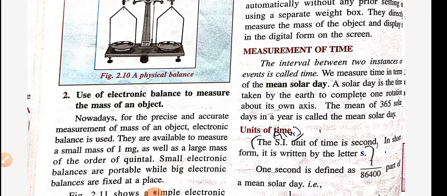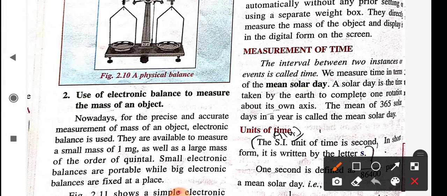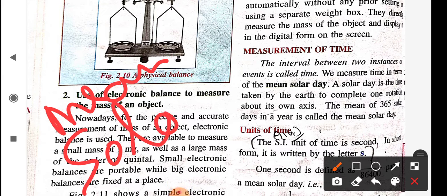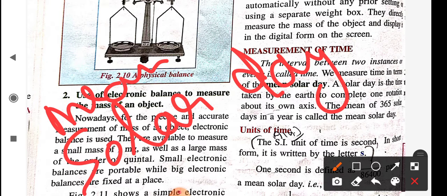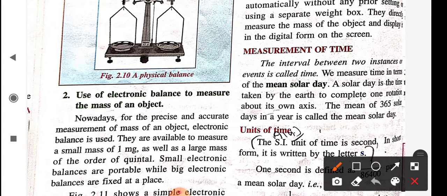A solar day is the time taken by the earth to complete one rotation about its own axis, and the mean of the 365 solar days in a year is called the mean solar day. What is the definition of mean solar day? The definition of mean solar day is the mean of 365 solar days in a year is called the mean solar day. Now we talk about units of time.